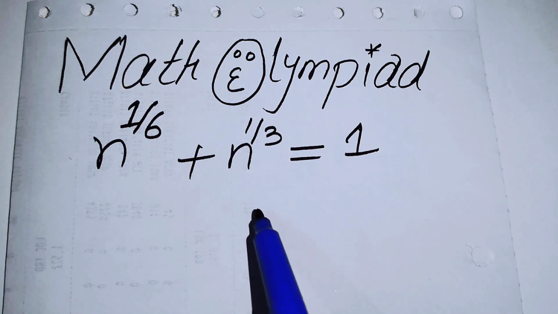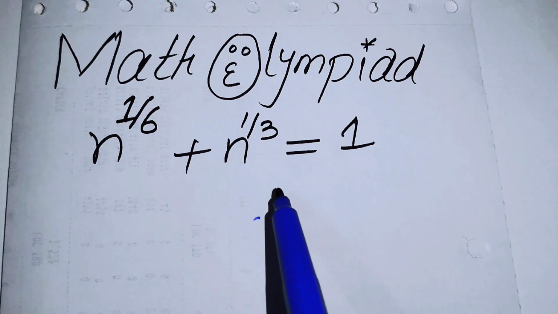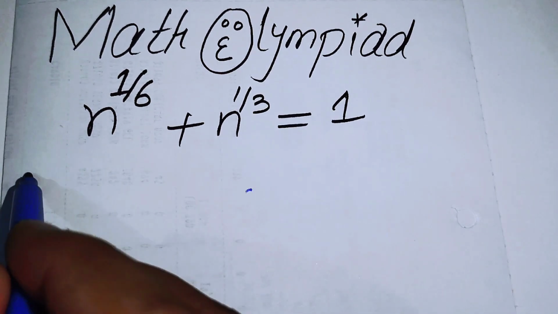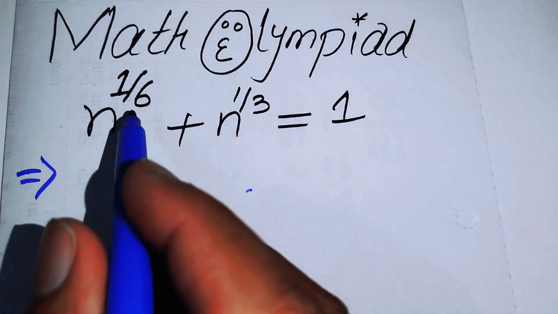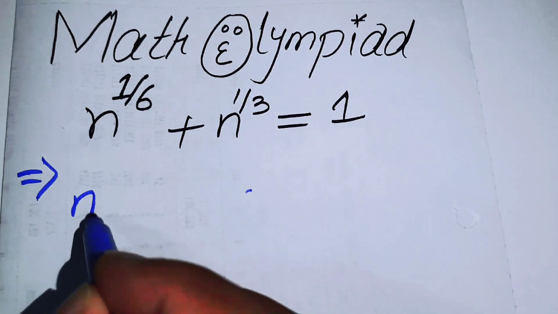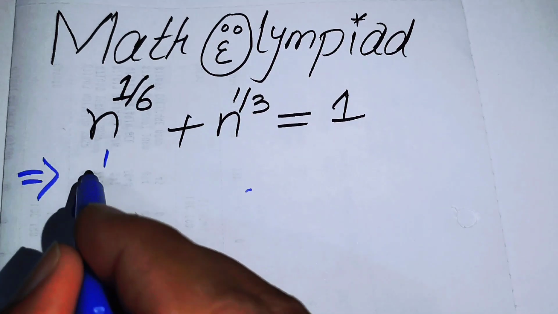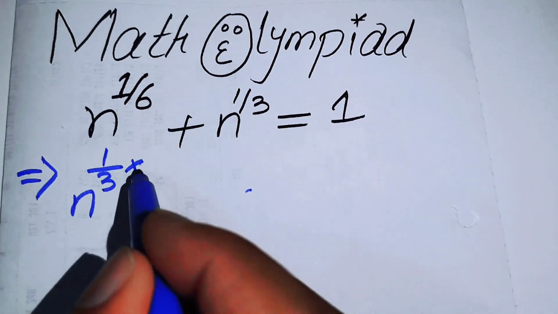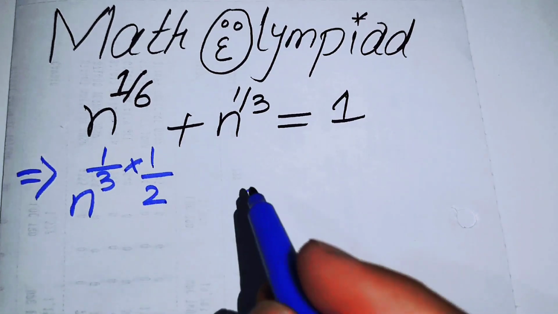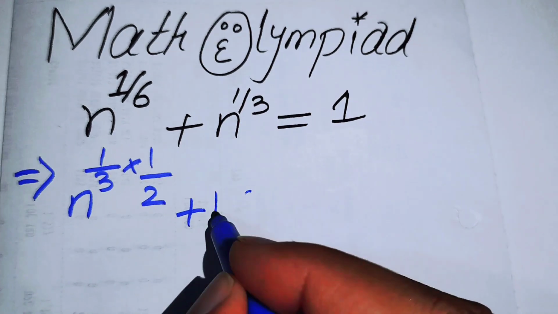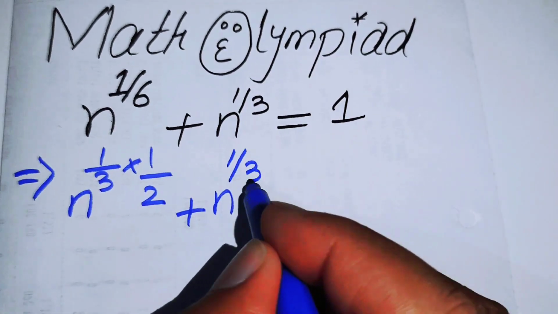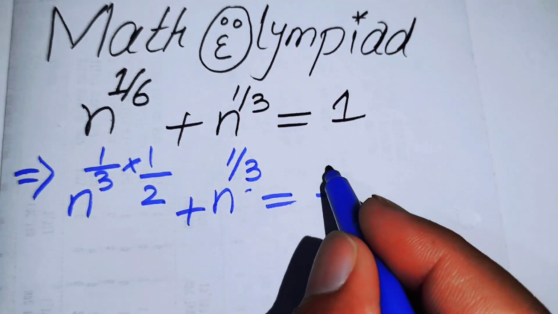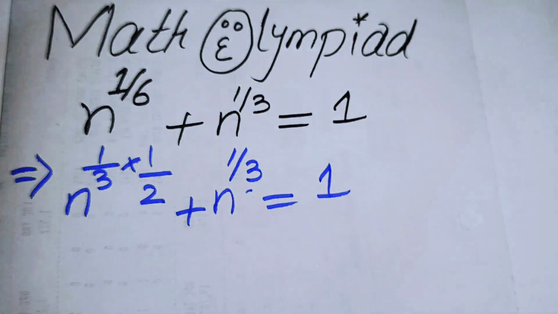So the very first thing we are going to do is rewrite this equation as n to the power of 1/6, which we will write as n to the power of 1/3 times n to the power of 1/2, plus n to the power of 1/3, and this whole equation is equal to 1.